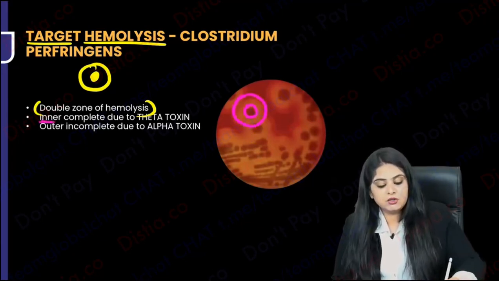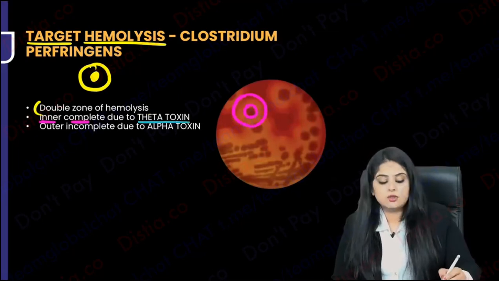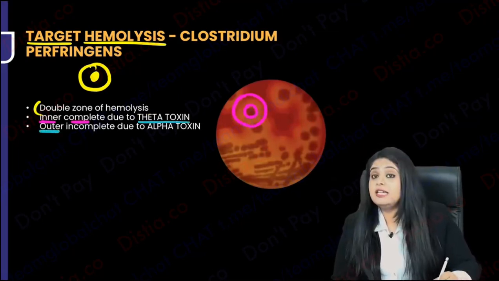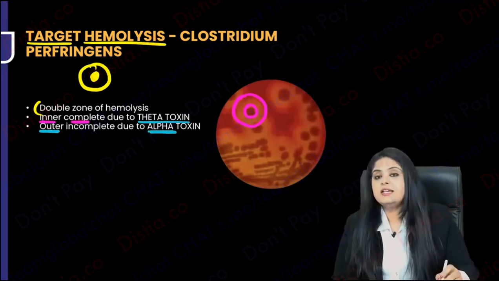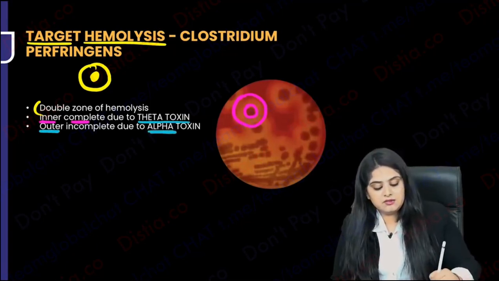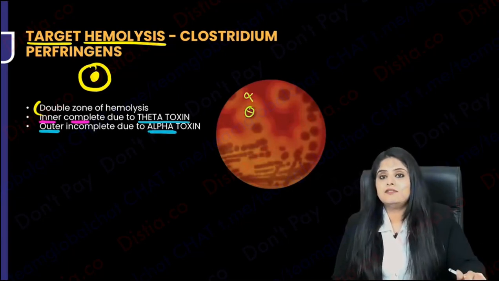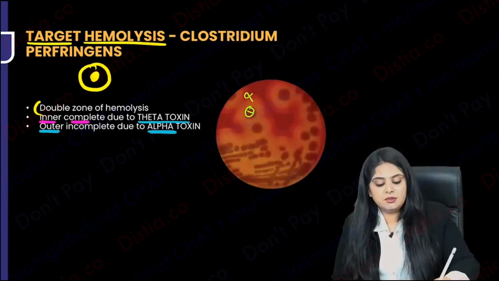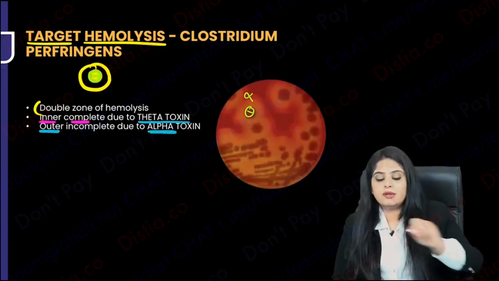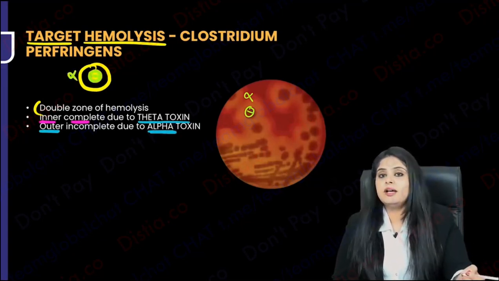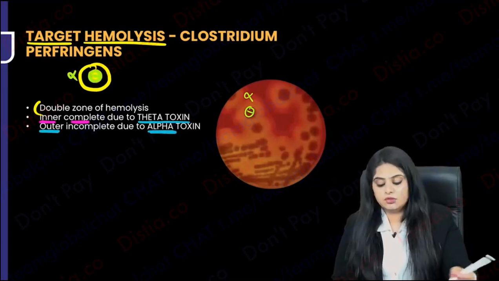So remember, the inner part of hemolysis, which is complete hemolysis, is caused by the theta toxin, whereas the outer one, which is incomplete, is caused by the alpha toxin. So please remember the inner one. The inner one is going to be caused by the theta toxin, and the outer one is going to be caused by the alpha toxin. Just remember that theta fits in the center. So the center one is by theta toxin and the outer one is by alpha toxin. That is the double zone or the target hemolysis.